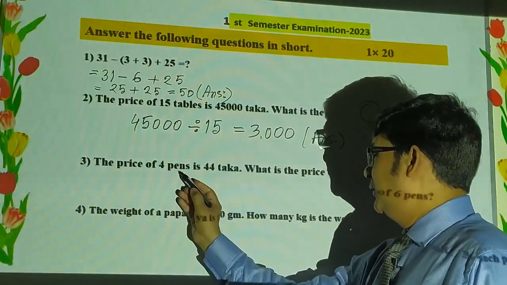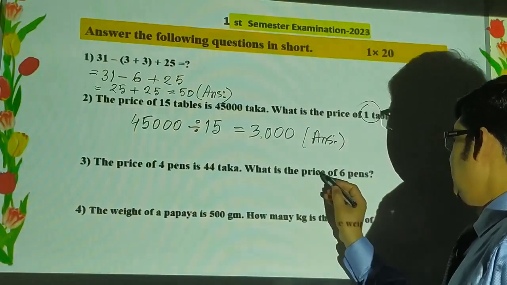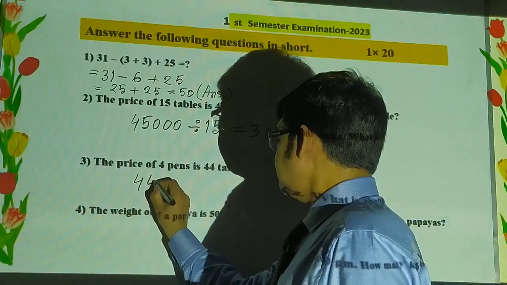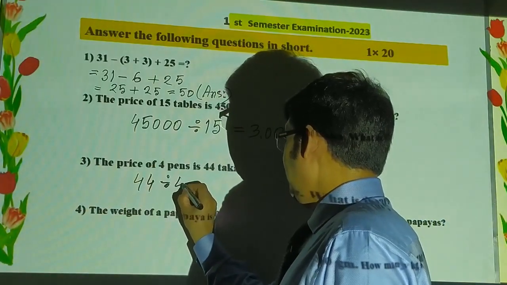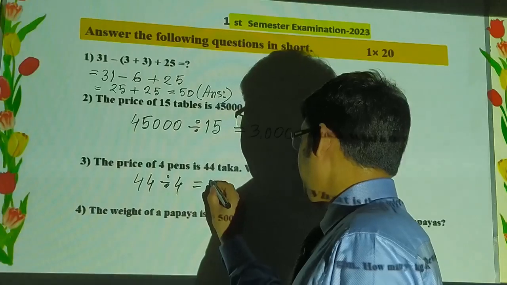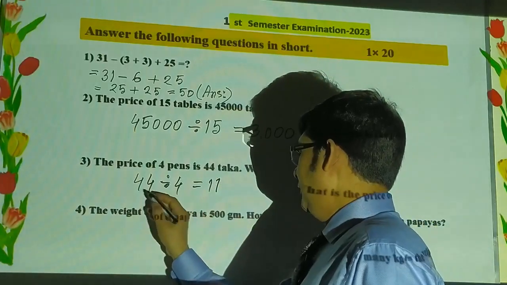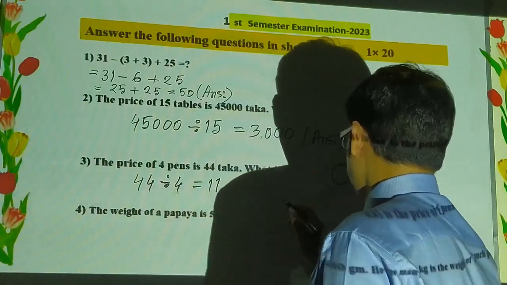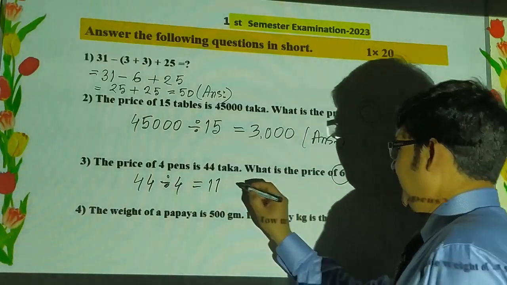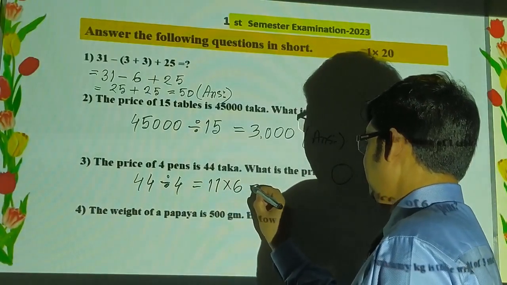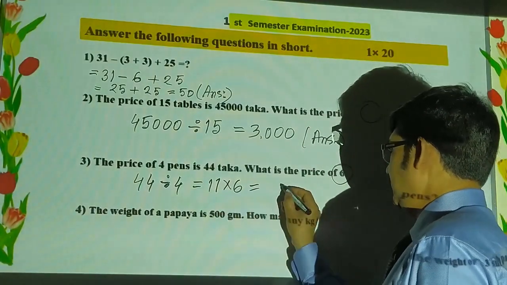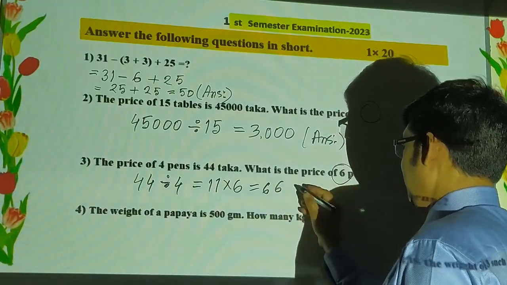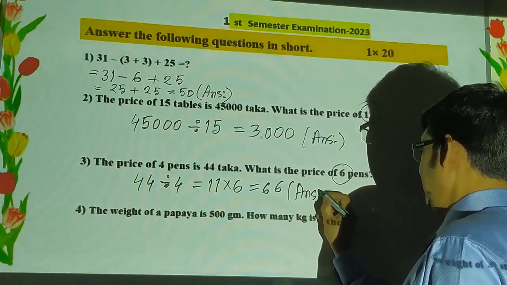Another: the price of 4 pens is 44 taka. What is the price of 6 pens? So my students will solve 44 divided by 4, it will be 11, right? 4 times 11 is 44. Because this is divided, how many pens here? 6 pens, so of course you will multiply 6 with 11. 6 times 11 is 66. Okay, so our answer is 66.